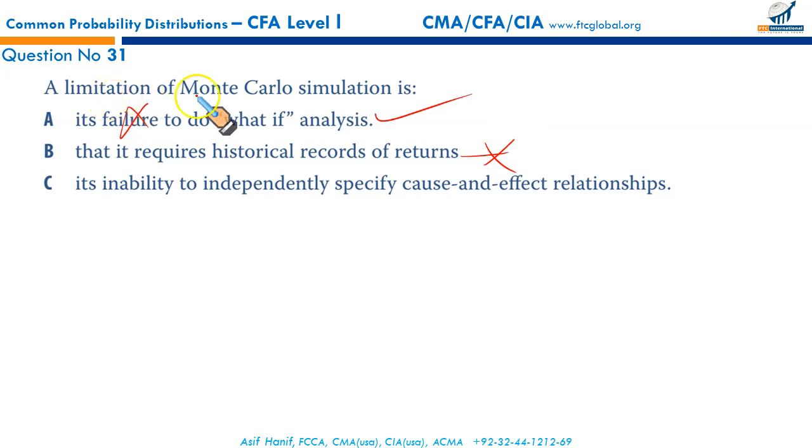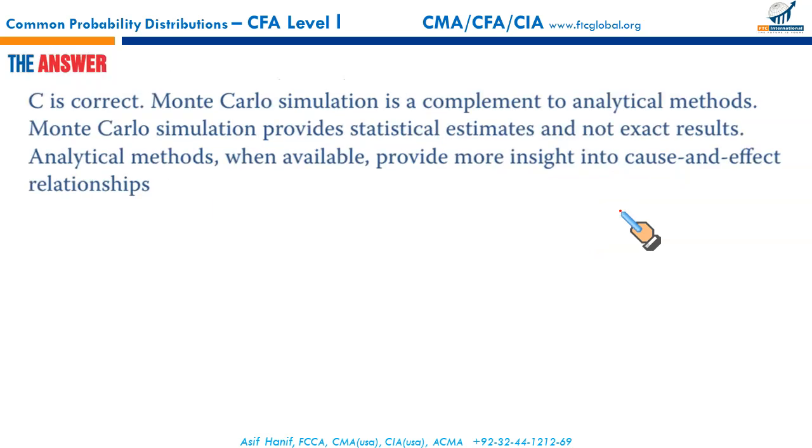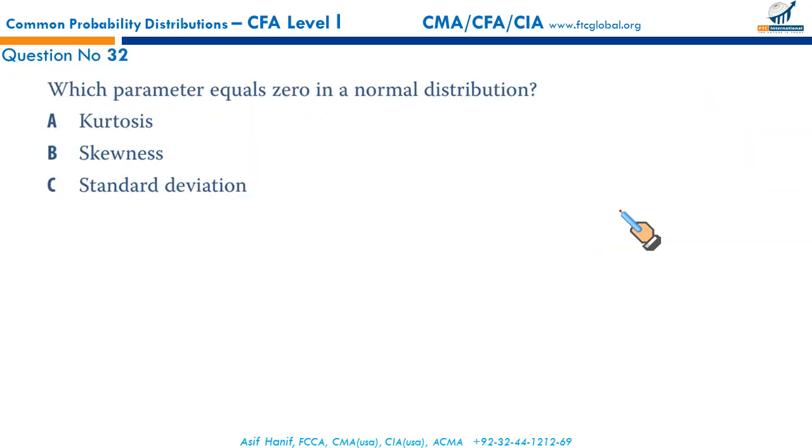Then this is the limitation. Limitation of Monte Carlo simulation is inability to independently specify cause and effect relationship. Cause and effect relationship is established using analytical methods, not the Monte Carlo simulation. So that's why C is the right answer.